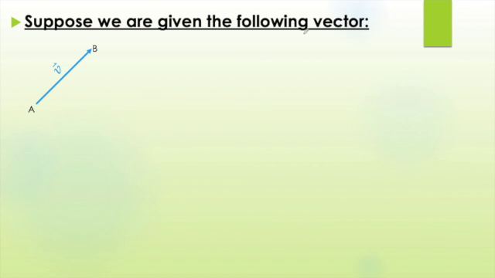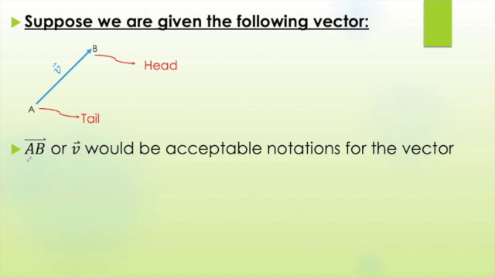Suppose we are given the following vector. So we're given our vector AB. So we're starting at A and we're ending at B. Some terminology here is that this A, because it's where you're starting, is going to be called our tail. And the B, where we're ending up, is going to be called our head. Okay. So for notation for this, you can write it as AB, because you're starting at A, finishing at B. So starting at A, finishing at B, and you're going from A to B, so that's why the arrow has to face that way. Or V, because you've labeled it as V, would be acceptable notations for the vector.